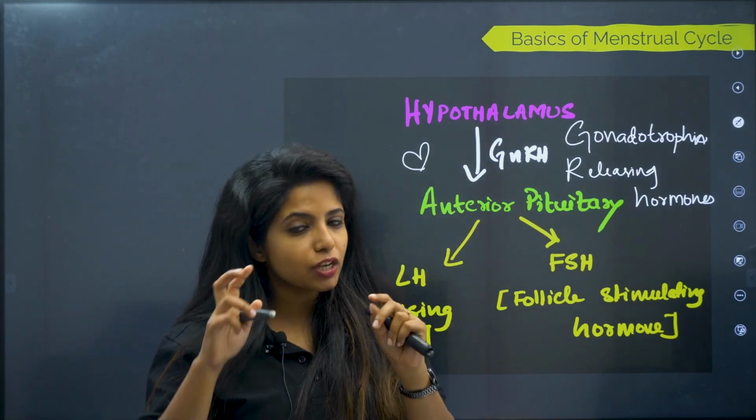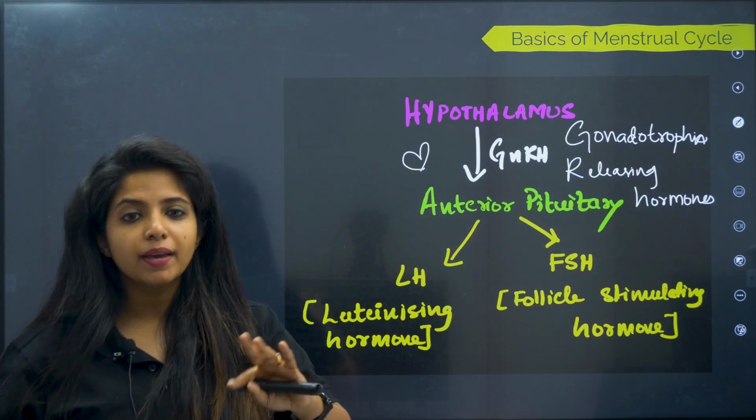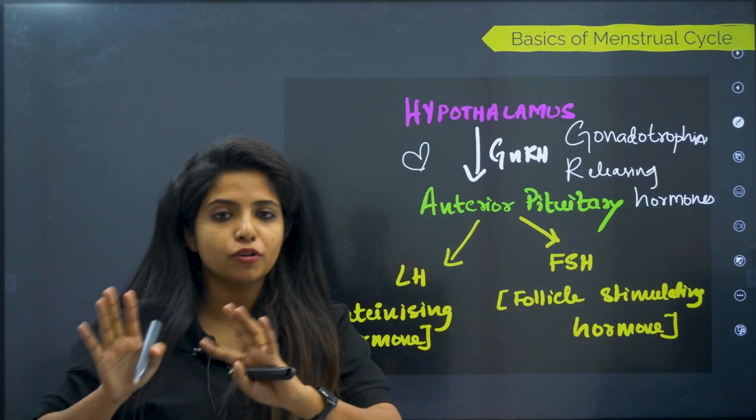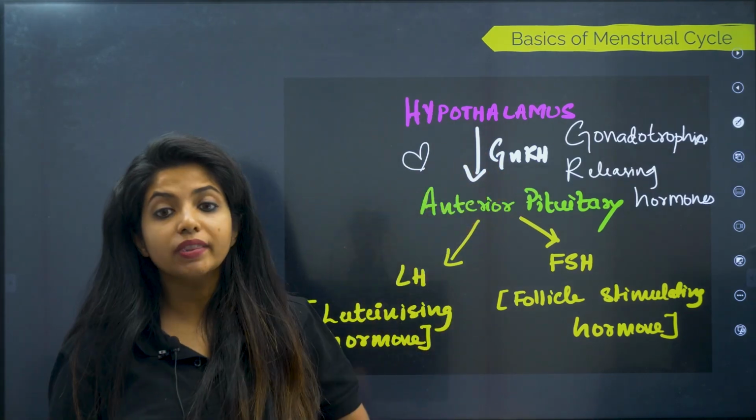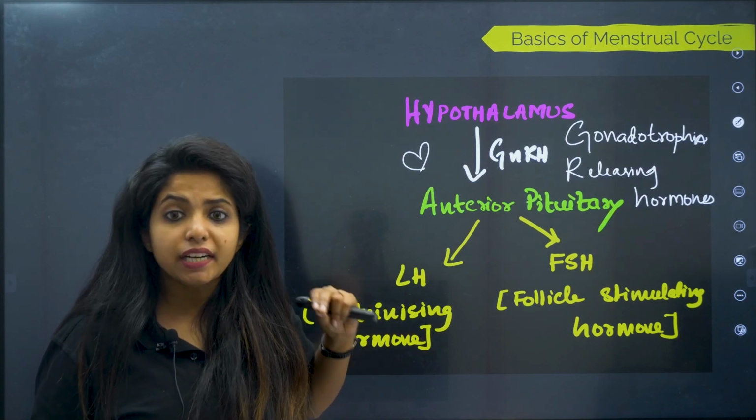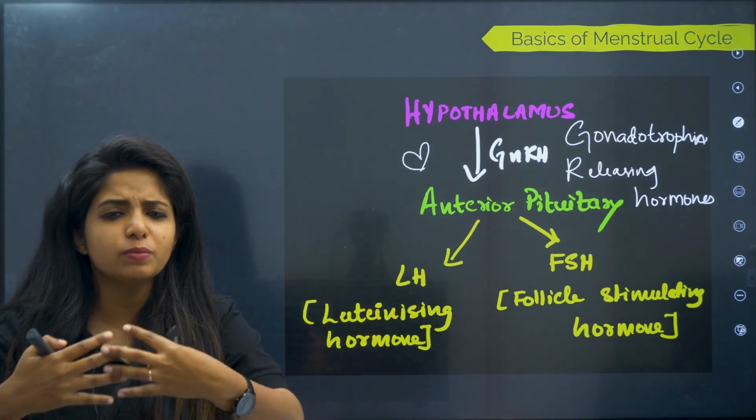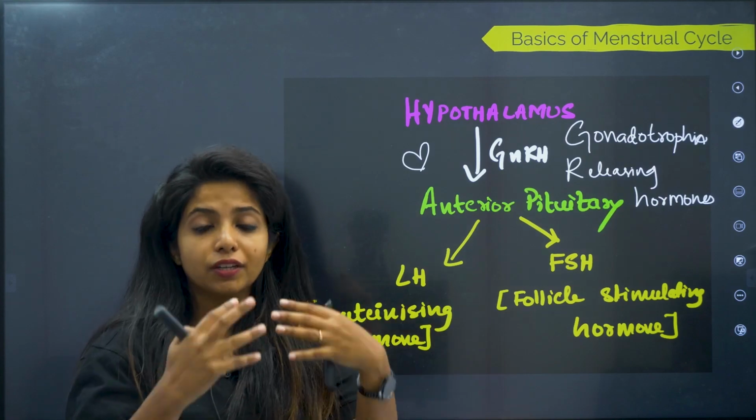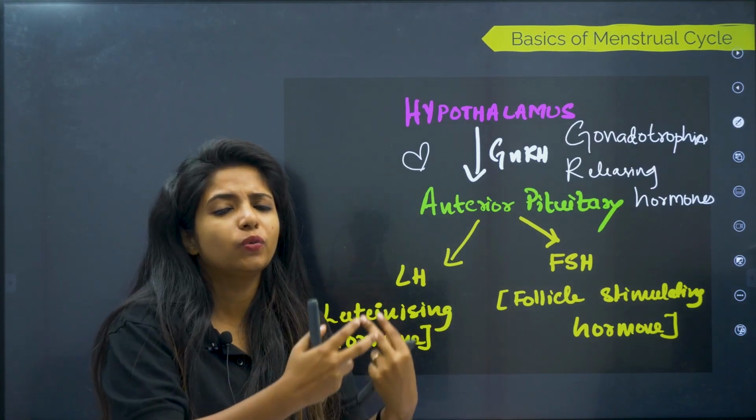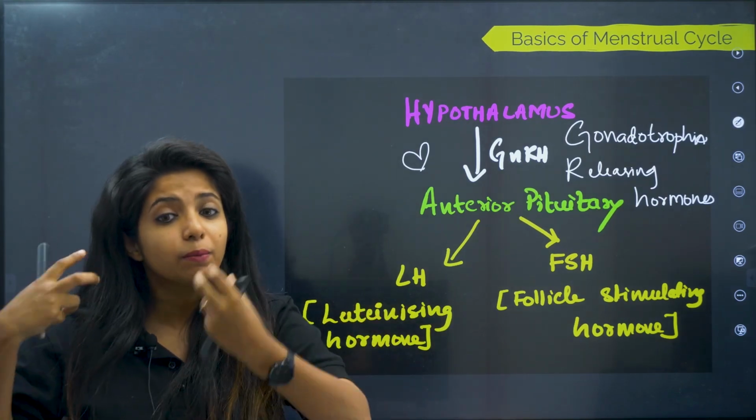The pituitary gland has two lobes, anterior and posterior, somewhere here only. So GnRH is going and acting on the anterior pituitary gland, saying, hey, go, release all the gonadotropins that you have. Gonadotropins means those hormones which will be acting on the gonads. What are the gonads? Basically the ovary and the testis. These are the gonads where the gametes will be formed.